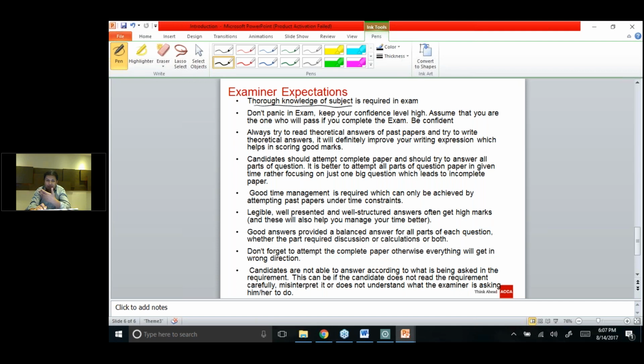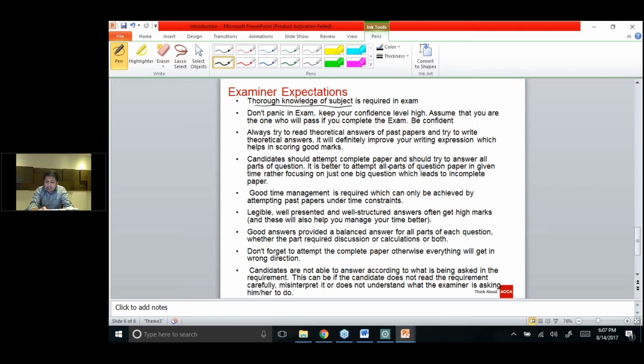Try to build the theoretical vocabulary from the past paper. Try to build the theoretical expression from the past paper. And try to read the answers. Try to write the answers. It will definitely improve your writing expression, which helps in scoring good marks.